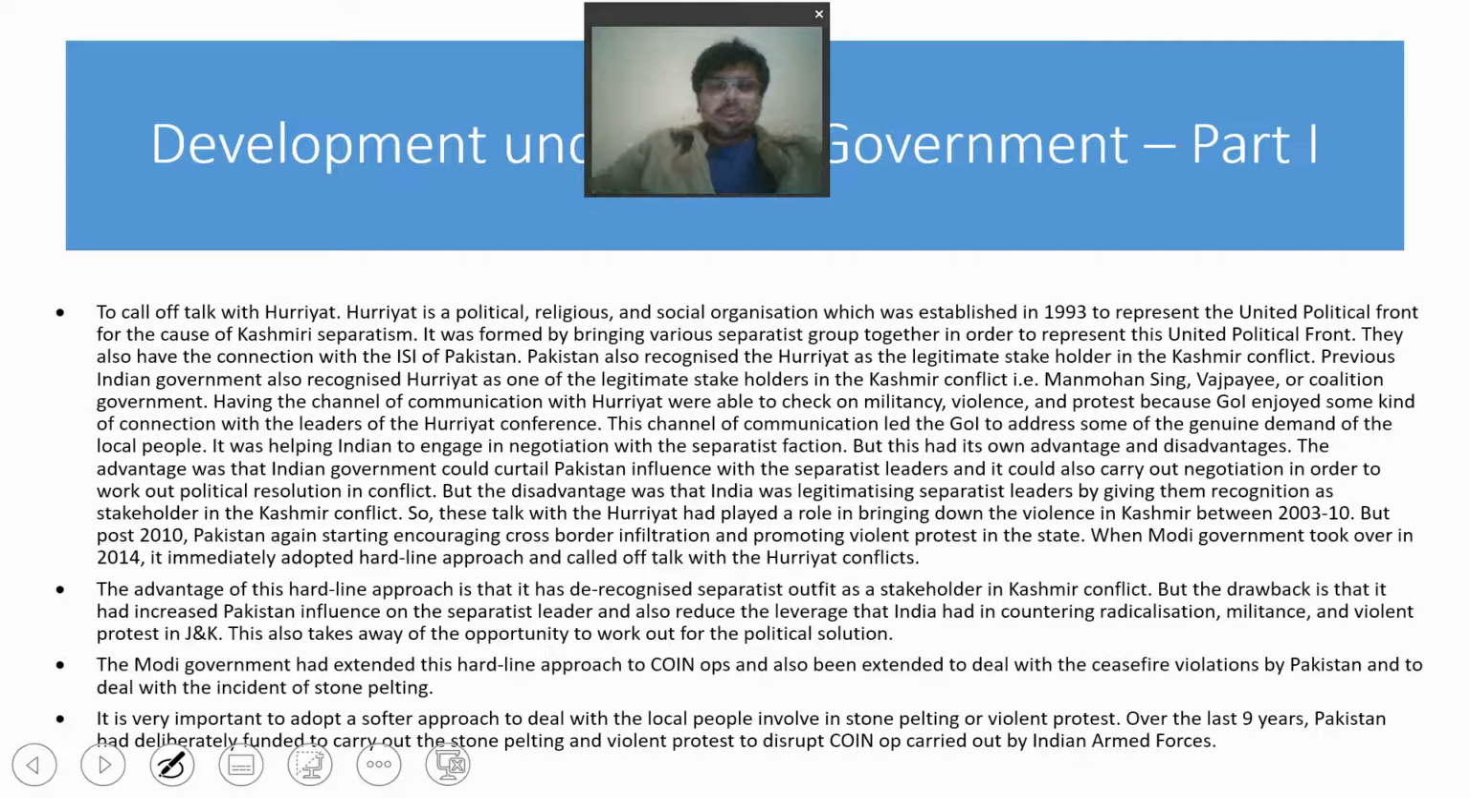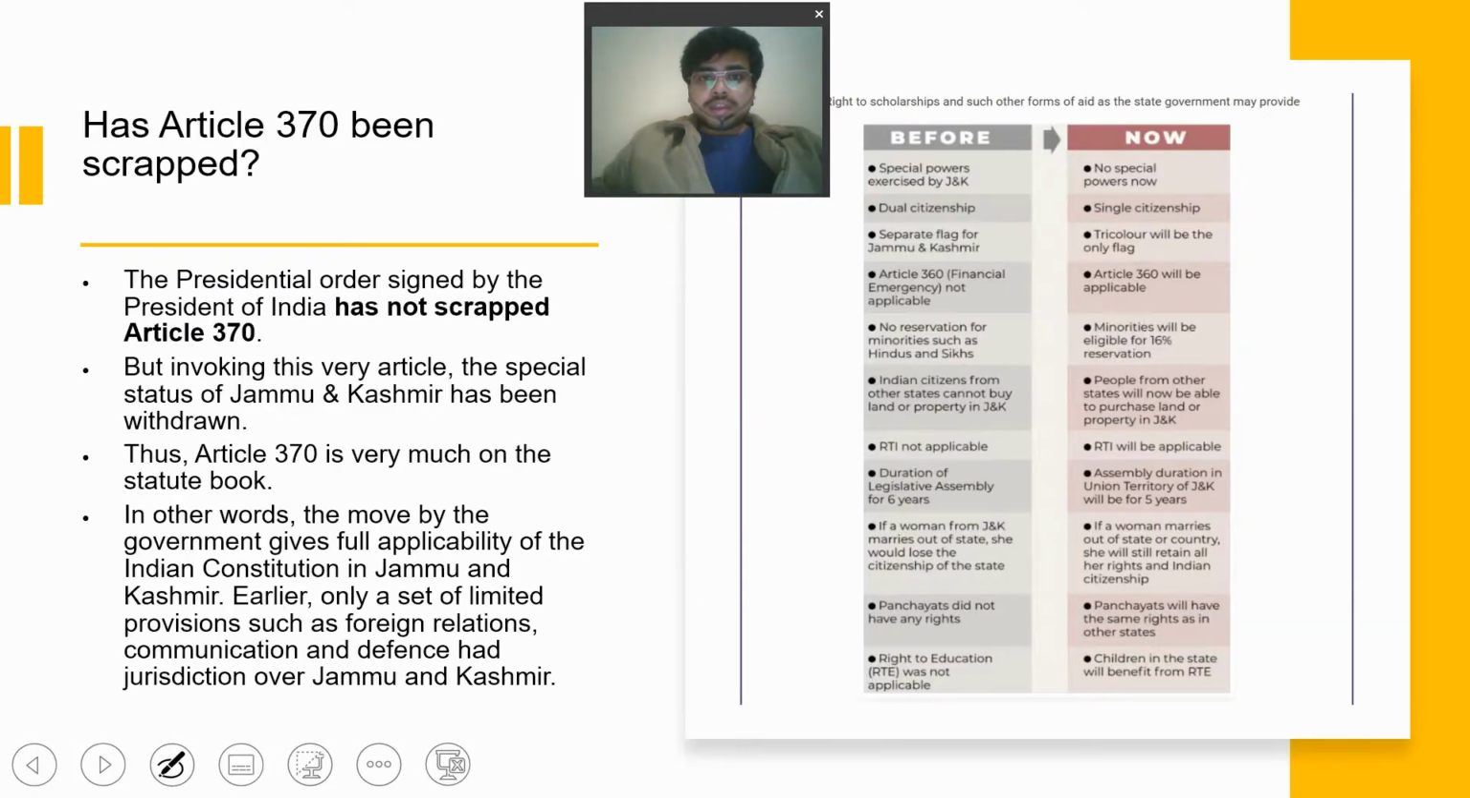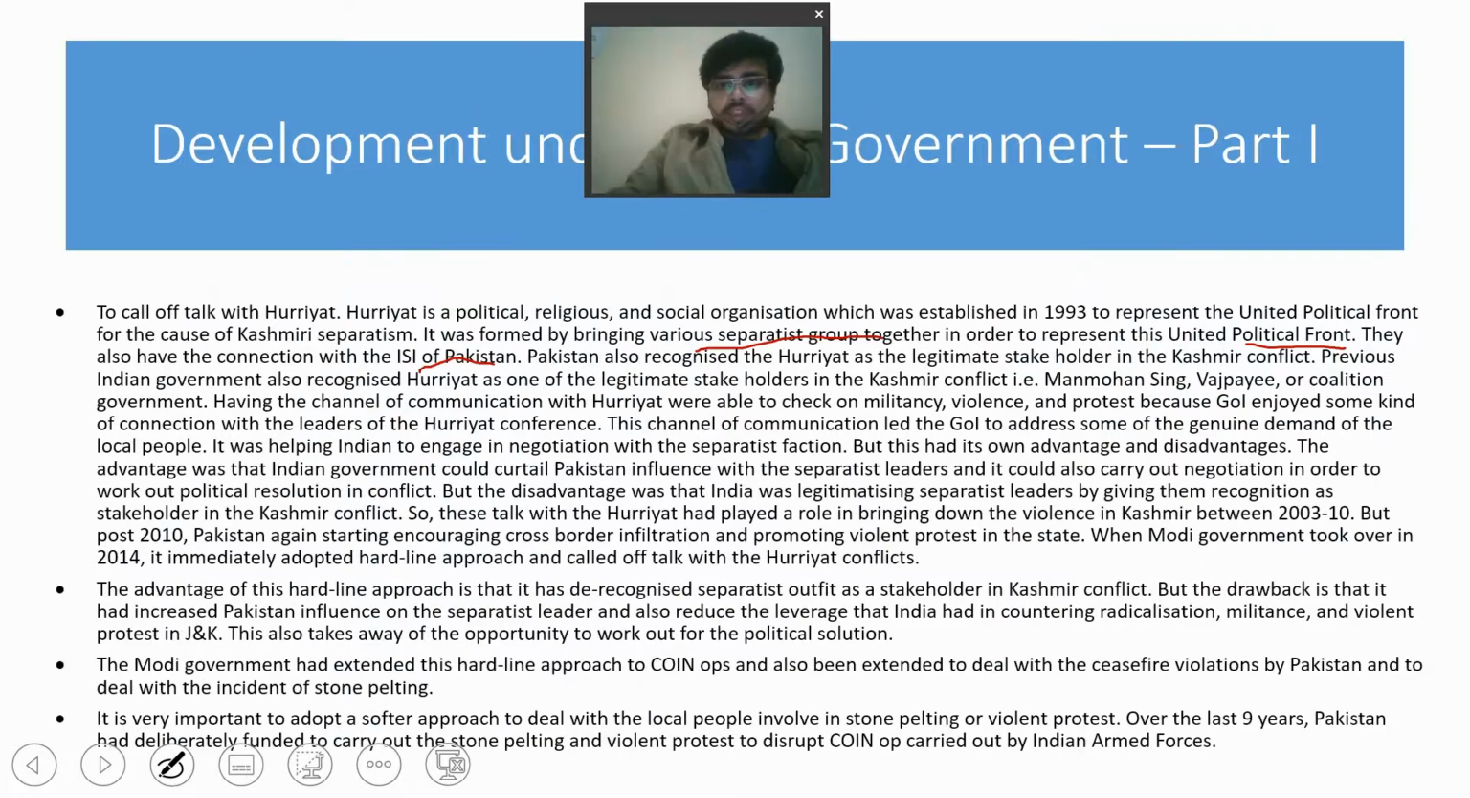It was formed by bringing various separatists together in order to present a united political front. They also have a connection with the ISI of Pakistan, and Pakistan recognized the Hurriyat as a legitimate stakeholder in the Kashmir conflict. The previous Indian governments, Manmohan Singh and the Vajpayee government, also recognized the Hurriyat as a legitimate stakeholder in the Kashmir issue, and they always kept an open channel with them.